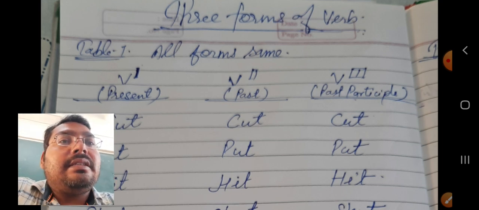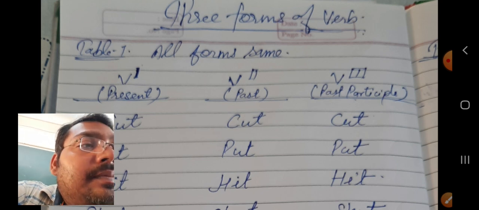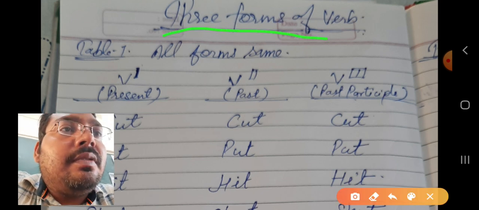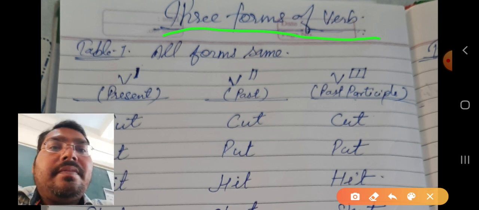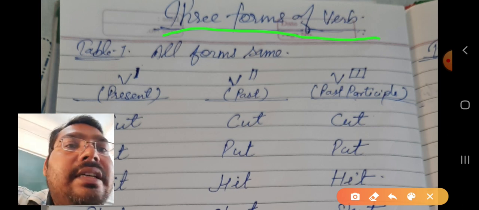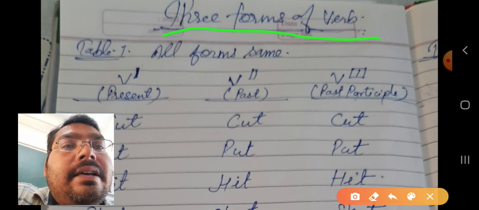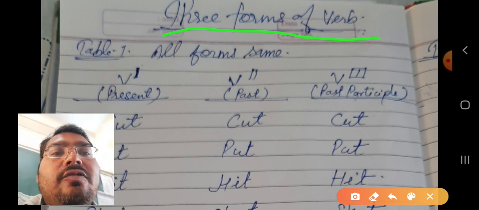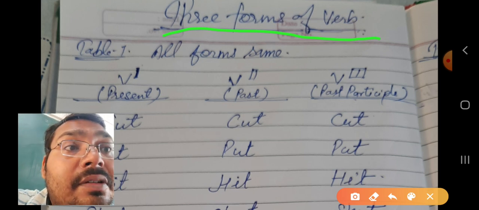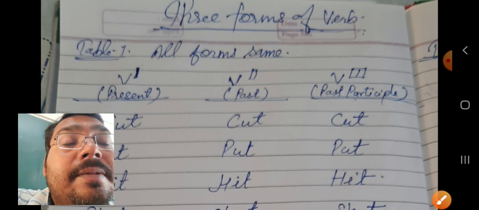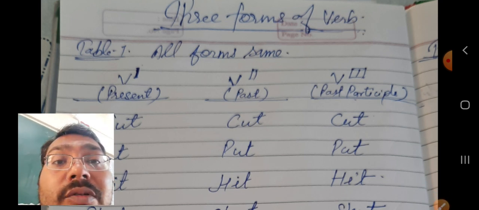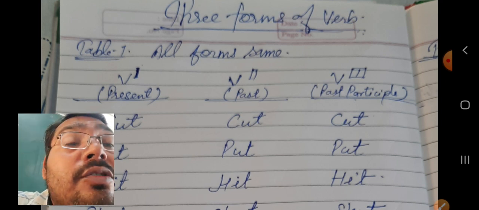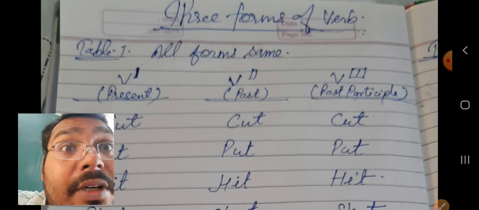So let's have a look. This is three forms of verb. You can note down whatever I am discussing. You can also note this down in your notebooks, because this is something that you will need many times while solving English grammar problems. This is very important for understanding many of the chapters of English grammar. So these three forms of verb are very important.